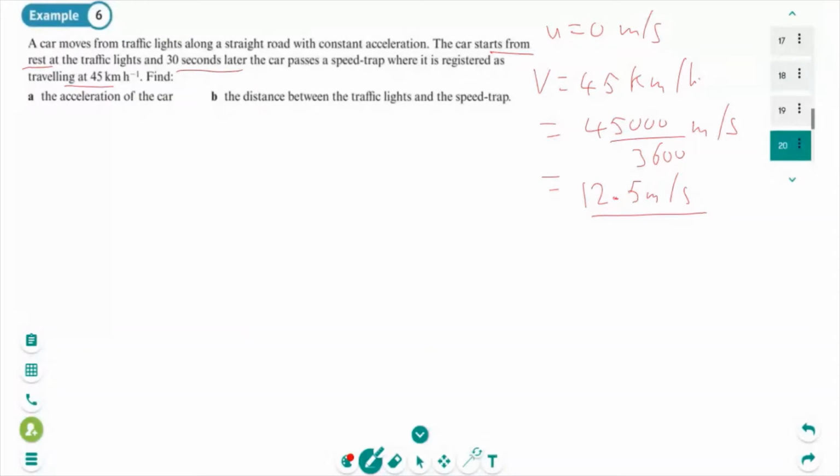So you've got U, you've got V, you've got T, so you can work out the acceleration. It's just V equals U plus AT. Plug in the numbers: 12.5 equals 0 plus A multiplied by 30 seconds. So A is 12.5 divided by 30. The acceleration will be 5/12 meters per second squared.